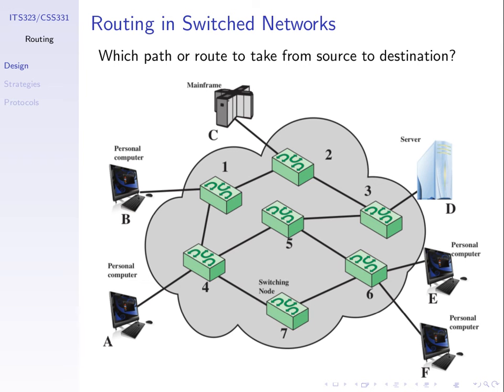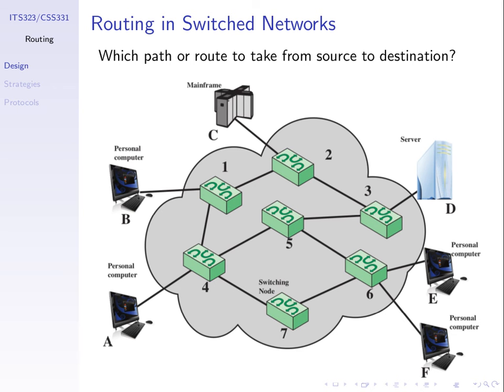Or even maybe we notice that node 7 is... maybe let's choose a different case. The algorithm initially chooses path 4, 5, and 6 as the best path. Maybe 7's not here. 7 is not a good example here. Let's say we want to go from... where there are two distinct paths. We want to go from B to D. Right? B to D. The algorithm chooses 1, 2, 3 to D.